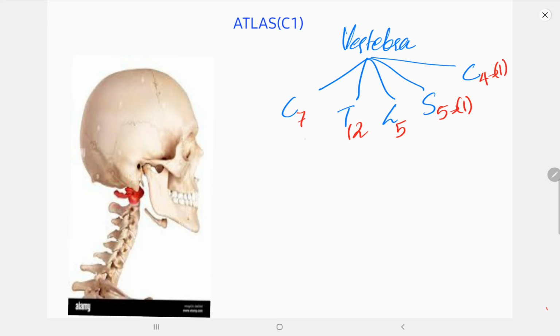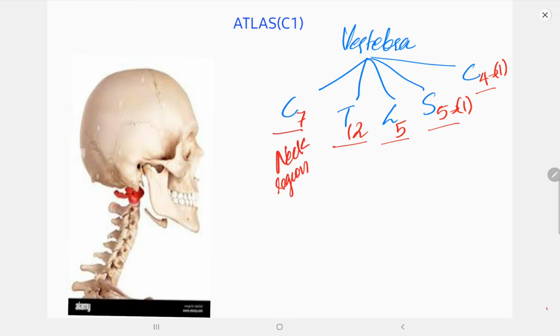Out of this, there are typical and atypical. As we are going for more classes, I will explain about typical and atypical types of vertebra, so we can learn there. So before going for atlas, I will give a short idea of cervical, thoracic, lumbar, sacral, and coccygeal or coccyx. Cervical vertebra are found over the neck region.